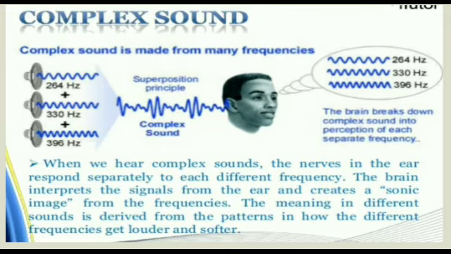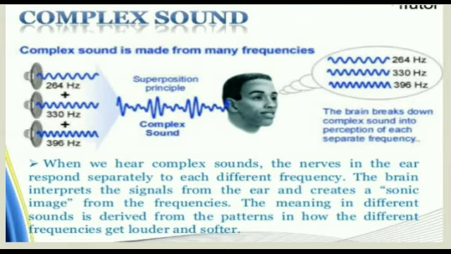Now, complex sound. A complex sound is made from many frequencies. For example, see these different frequencies: 264 hertz, 330 hertz, and 396 hertz. The speaker produces sound, and the sound follows the superposition principle, and here you see the differences. The brain breaks down complex sound into the perception of each separate frequency.